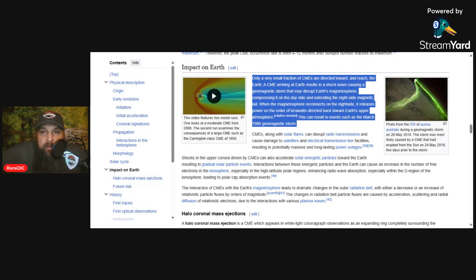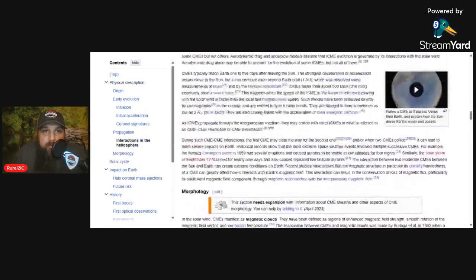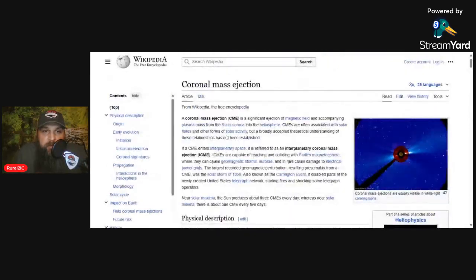So if you look right here on CMEs, this will go through and tell what it is. Basically, it is an ejection from the sun. And when the sun decides to do this, I will scroll up just a little bit here so that we can get to an actual description. So it is a significant ejection of a magnetic field accompanying plasma mass from the sun's corona into the heliosphere. I know I'm getting very technical into the space jargon, aren't I?